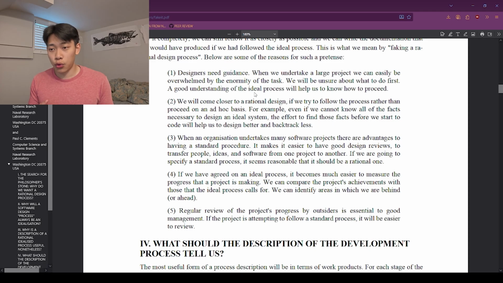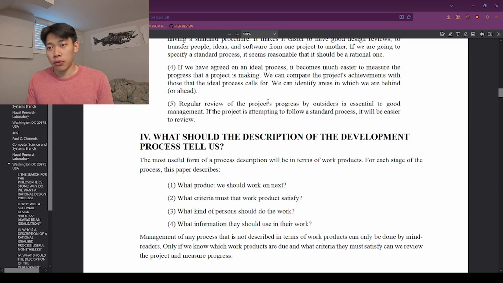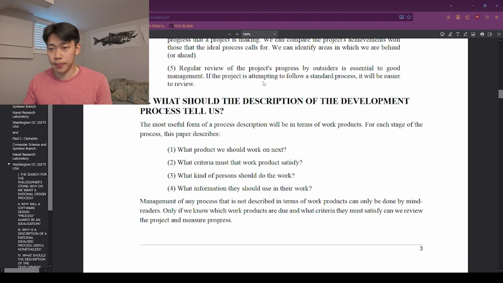4. If we have agreed on an ideal process, it becomes much easier to measure the progress that the project is making. We can compare the project's achievements with what the ideal process calls for, or we can identify areas in which we are behind or ahead. 5. Regular review of the project's progress by outsiders is essential to good management. If the project is attempting to follow a standard process, it will be easier to review.